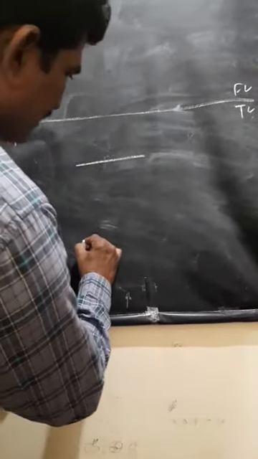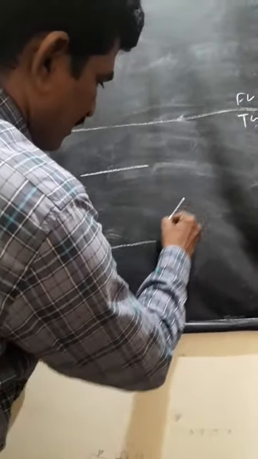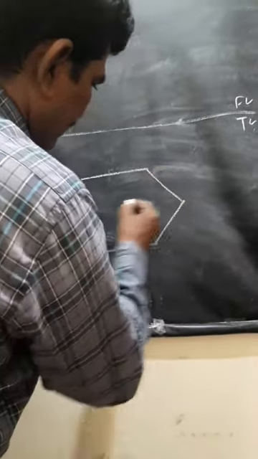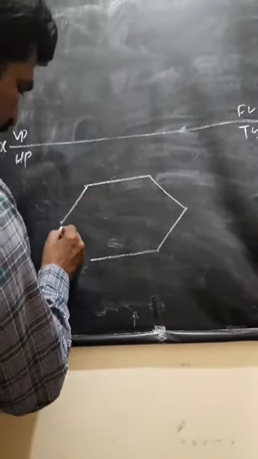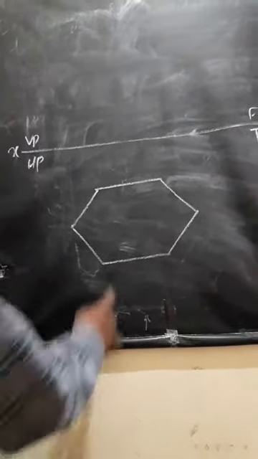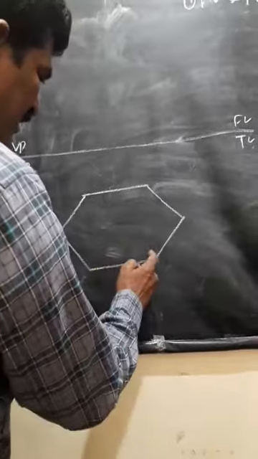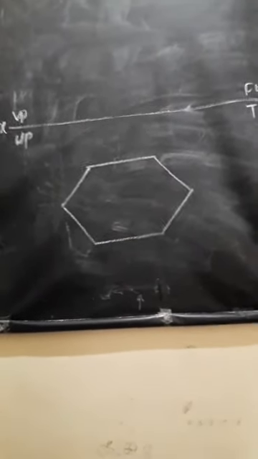Now construct the remaining portion of the hexagon. This should be a regular hexagon, not like this. We should draw a regular hexagon. That means all sides and all interior angles should be equal.